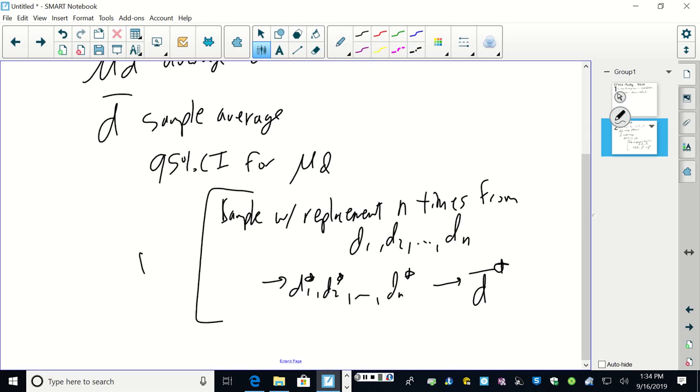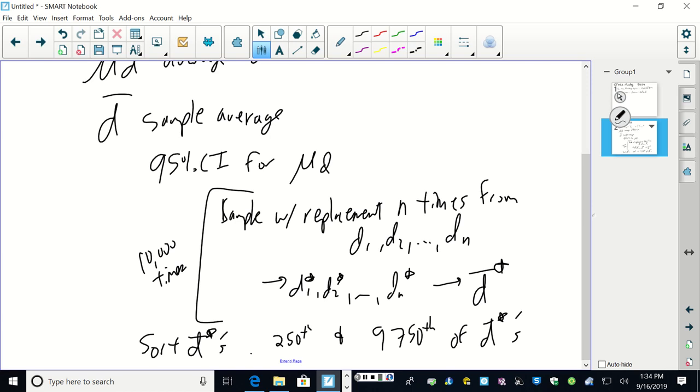And if we do that 1,000 to say 10,000 times, and then put them in ascending order, the 250th and then the 9,750th in size would give us two cut points, and that would define our 95% interval. So I could sort the d bar stars into ascending order, and then take the 250th and 9,750th. That's really what I mean. And so that's very plausible to do. That's not so complicated.